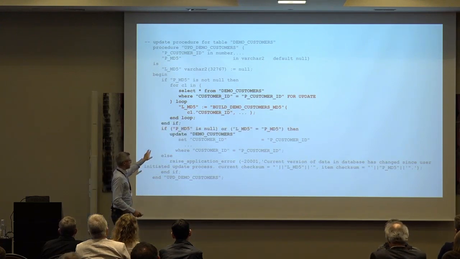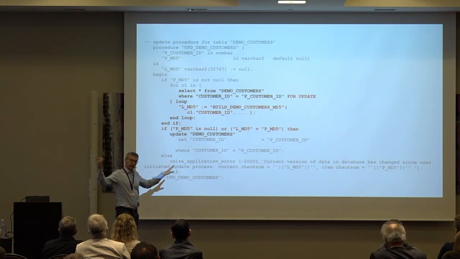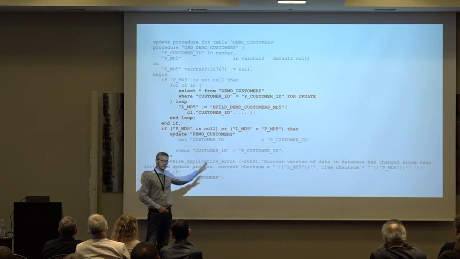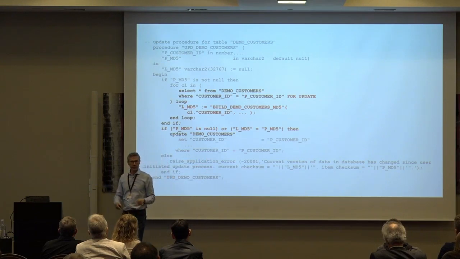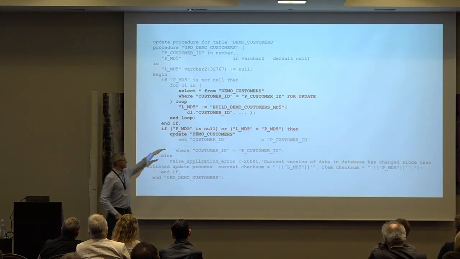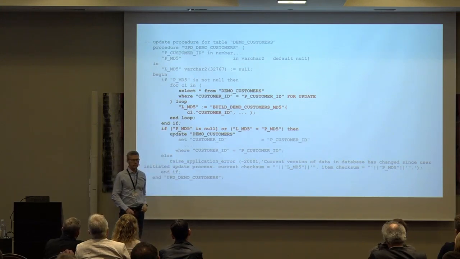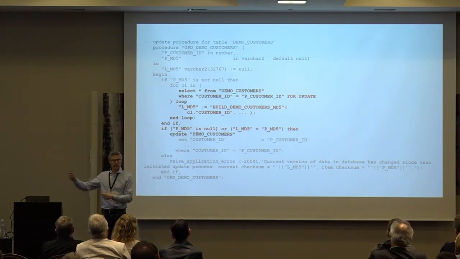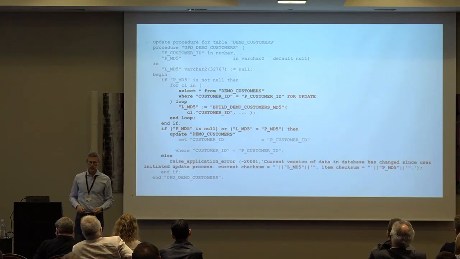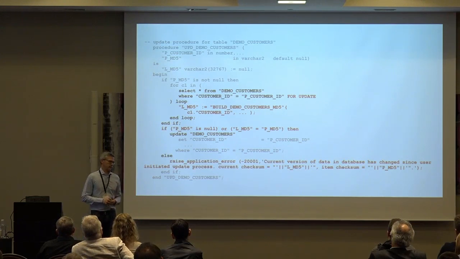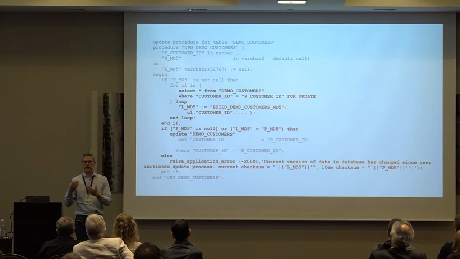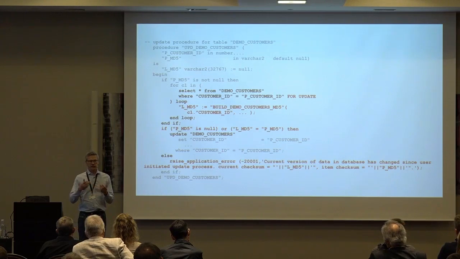Now it's going to check the MD5 argument that is coming in, how does it compare to the newly generated MD5 hash? Are they the same? And if they are the same, you can go ahead and do the update. Yeah? If they're not the same, someone else must have changed the data, so raise an application error: the current version of the data in the database has changed, and so on. So this is just a sample of how you can write your own MD5 checking, to detect changes there.